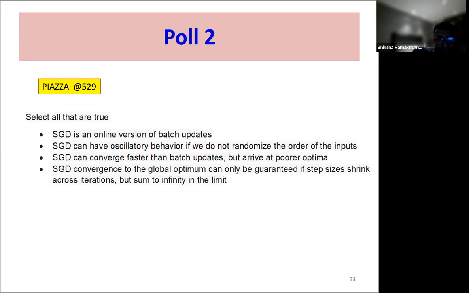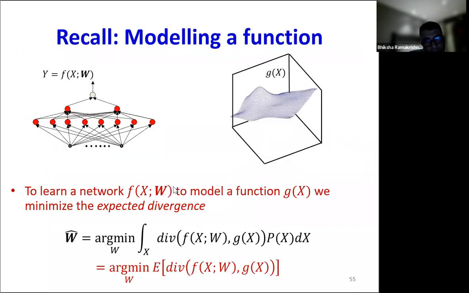All correct. Beautiful, right? SGD is an online version of batch update. It can have oscillatory behavior if you don't randomize the order of inputs. It can converge faster than batch updates, but it can arrive at poorer minima. And the convergence to a global optimum can only be guaranteed if steps shrink across iterations, but sum to infinity in the limit. Lovely.